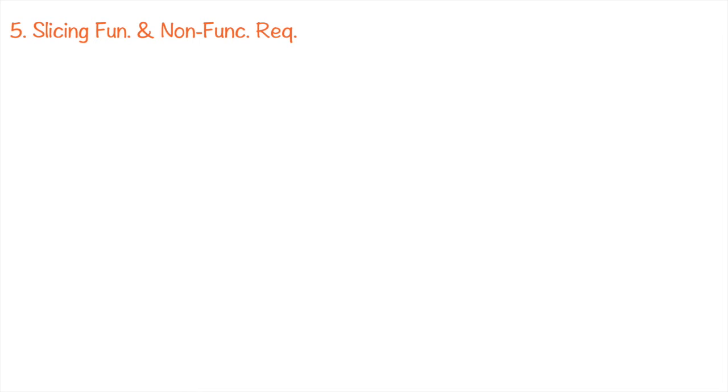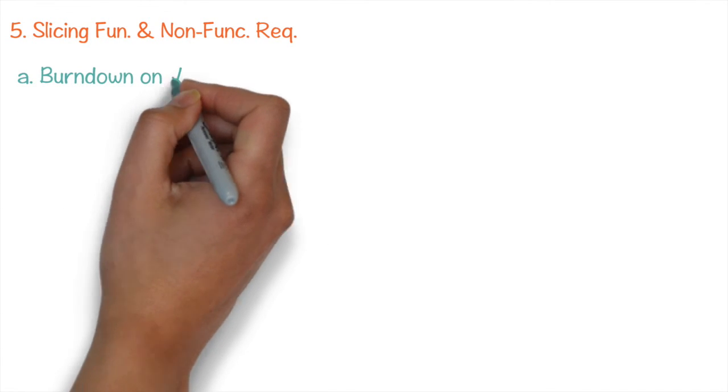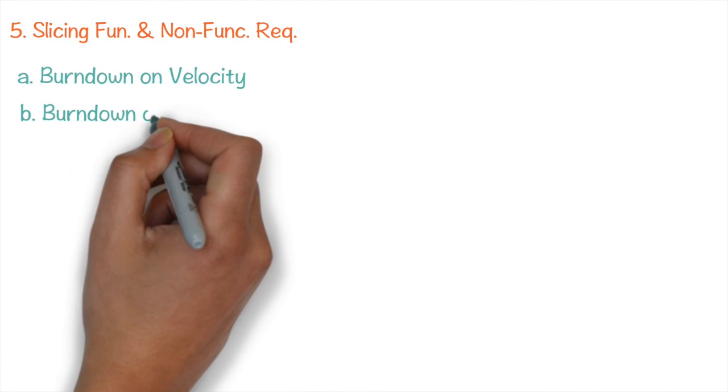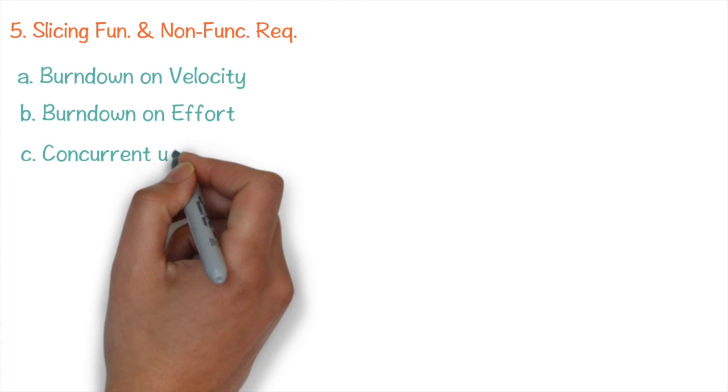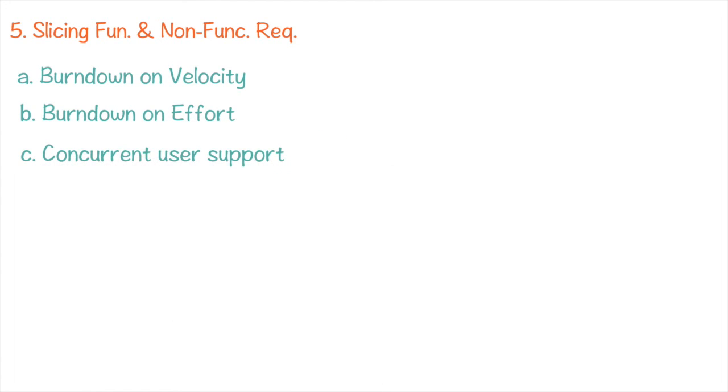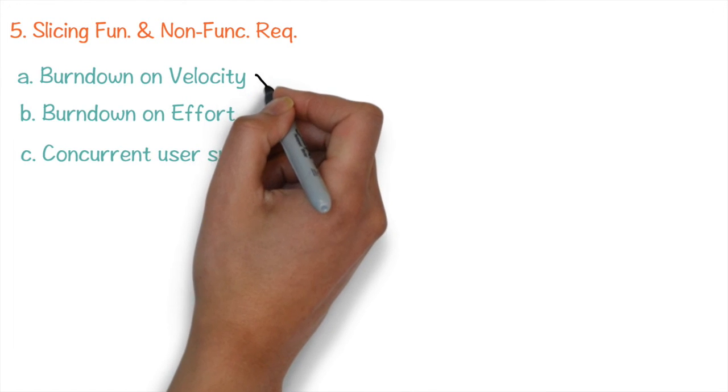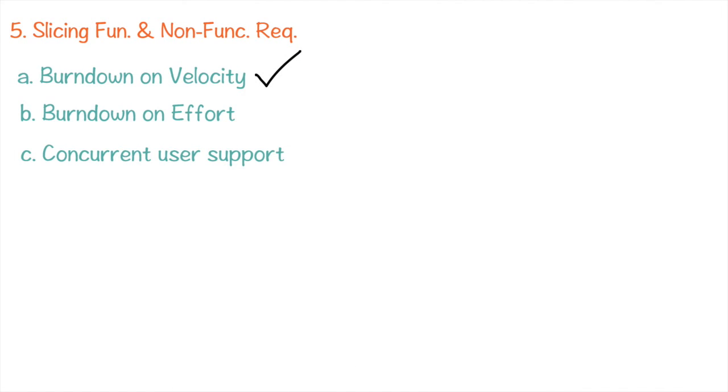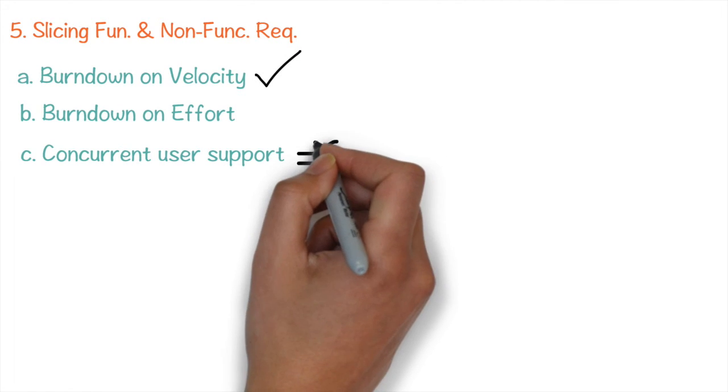For example, to track the sprint progress, we may need multiple reports. A. Burn down based on velocity. B. Burn up based on effort. C. Number of concurrent users to be supported, etc. The PO and team may decide on immediately implementing just point A and currently support only limited concurrent users.